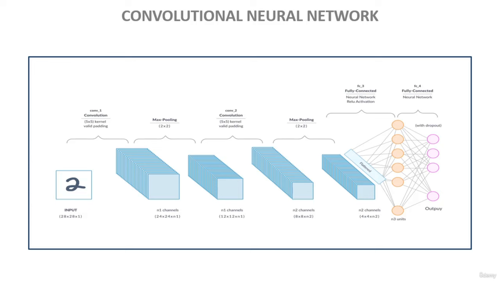Next, we have the fully connected layer, also known as FC, that flattens the features identified in the previous layers into a vector and predicts probabilities that the image belongs to each one of several possible labels.